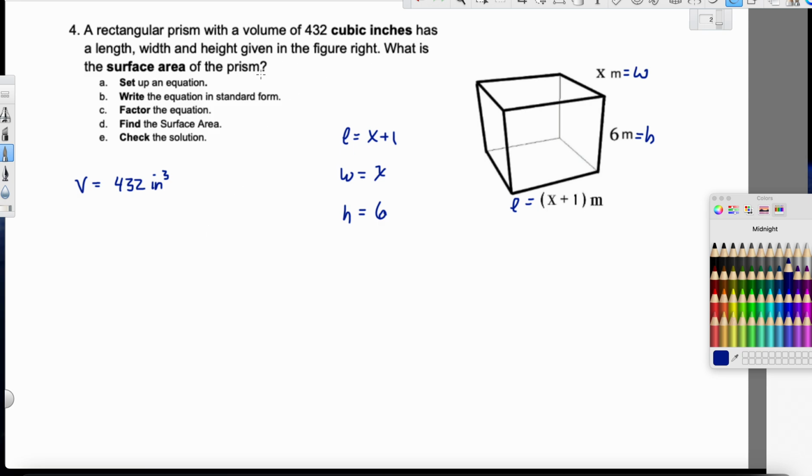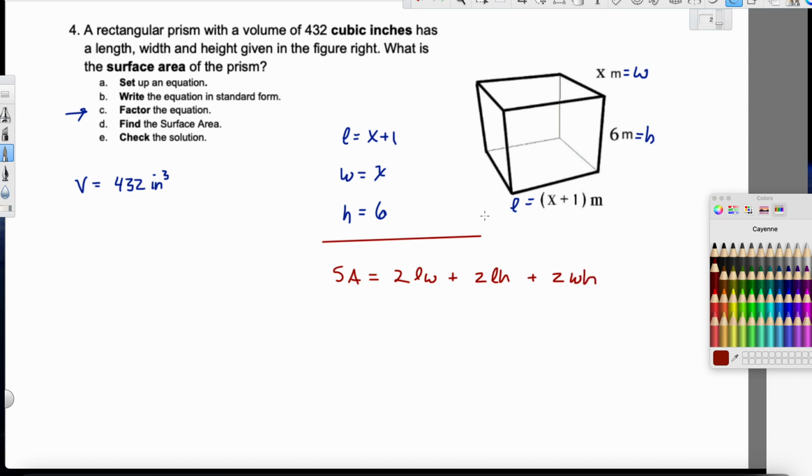Okay, what is the surface area? Set equation, write the equation in standard form, factor. Okay, we're going to have to factor this thing. Find the surface area and check. Okay. So our surface area equation, I'm going to put this right here, is the same as we used on number 2 above. We have 2 length times width. We have 2 length times height, and we have 2 width times height.